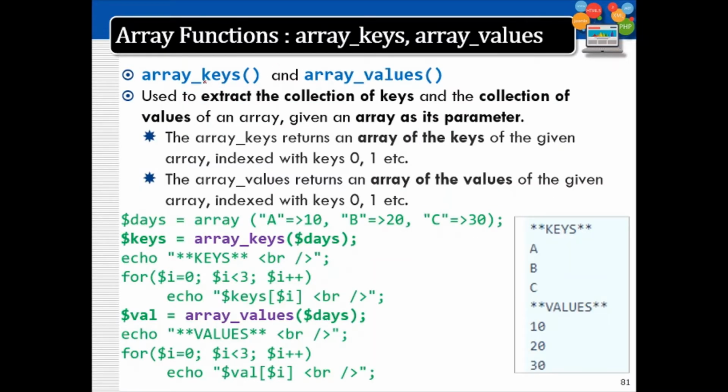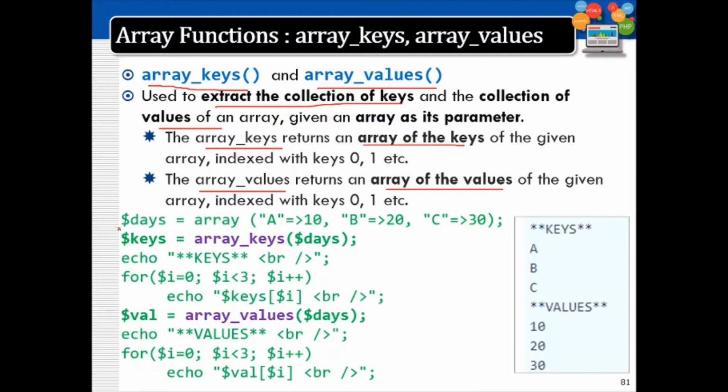Now, other inbuilt functions available are array_keys and array_values. These are used to extract the keys as well as the values if we give an array as the parameter. array_keys will return an array of the keys. Again, the output will be an array containing only the keys of the array. If it is a hash array, all the given keys will be retrieved into the first array. array_values also returns another array which contains only the values.